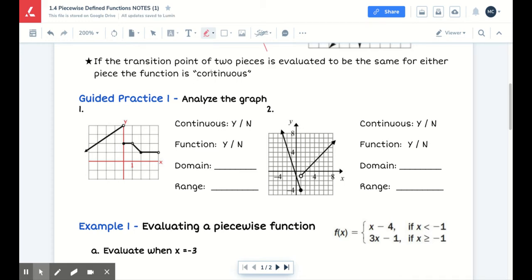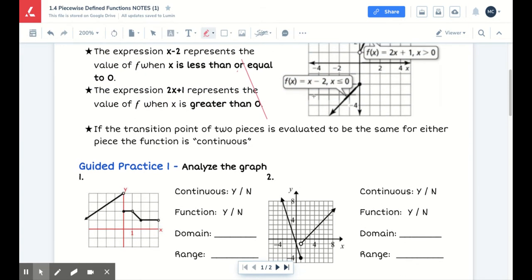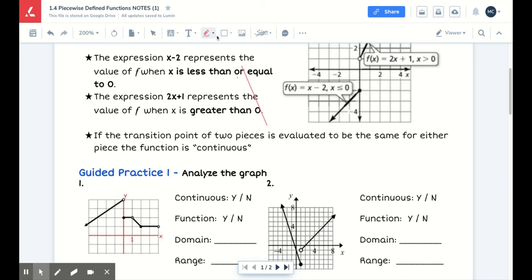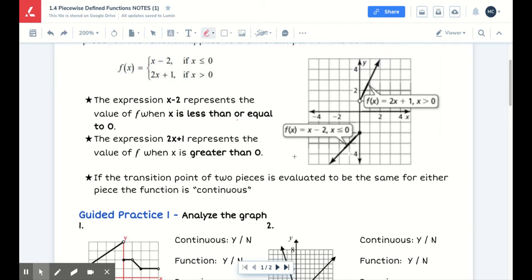Okay, so if the transition point of the two pieces is evaluated to be the same for both pieces of the function, then we would say that the function is continuous. For this particular one, if the two pieces were evaluated to be the same when x was 0, then we could say that this function is continuous. The way that would show up on the graph is the two pieces of the graph would connect at x equals 0, because that's where the break is in this function.